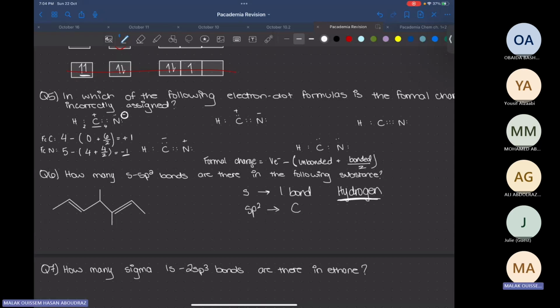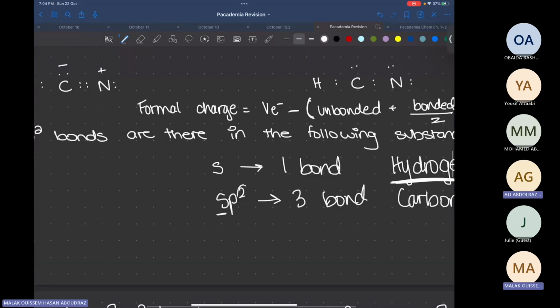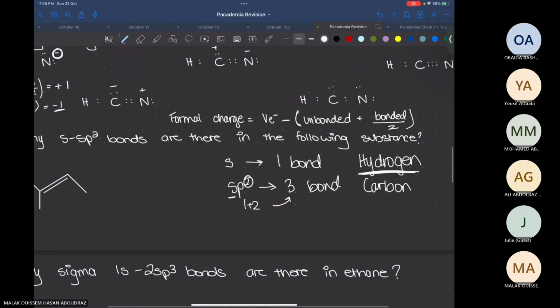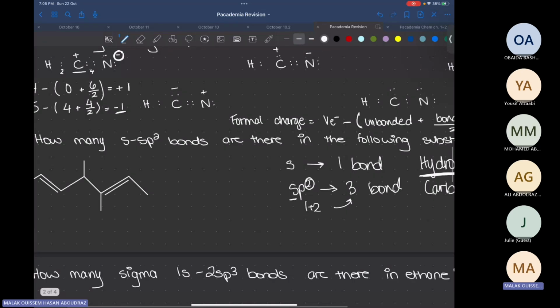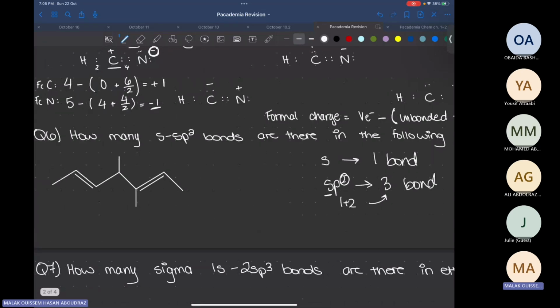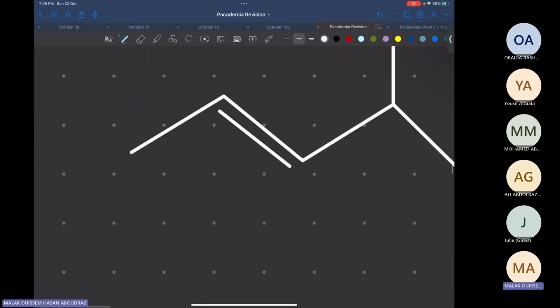And my sp2, it means my carbon has to have how many bonds? 3 bonds. Why? Because look, s is 1 bond, and then I have 2. So 1 plus 2 will give me 3. Okay, you guys got the idea? Yes. Okay, so now let's go and see how many sp2-s bonds are here.